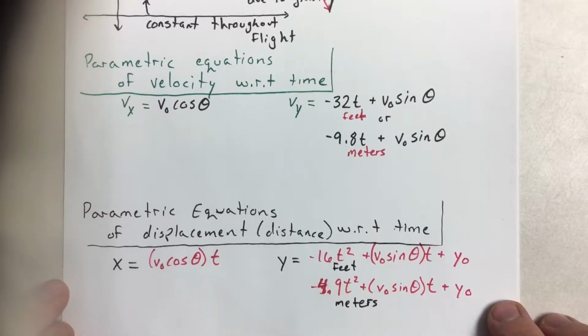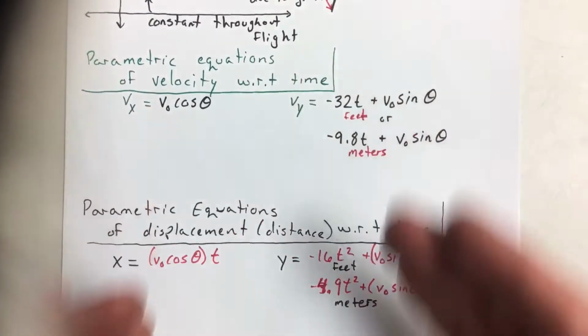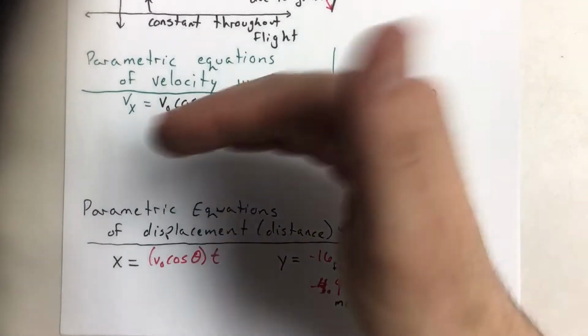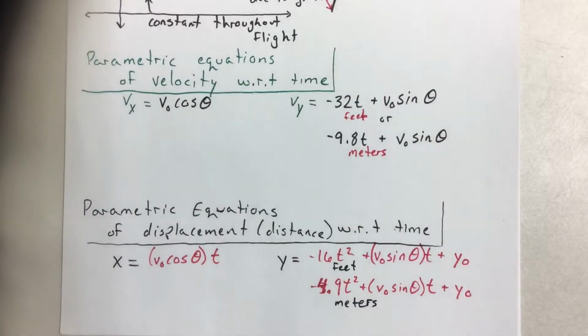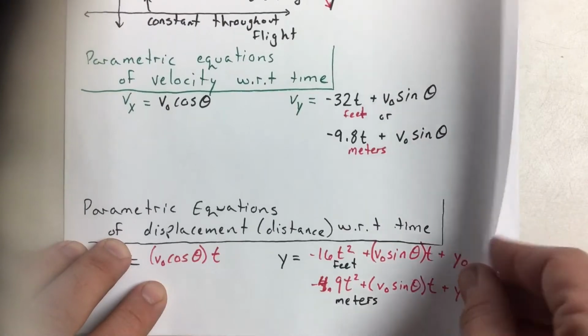So we need to know these formulas. We need to know these 4 equations. The two parametric equations that we see, we need to know them. So let's look at 2 examples.